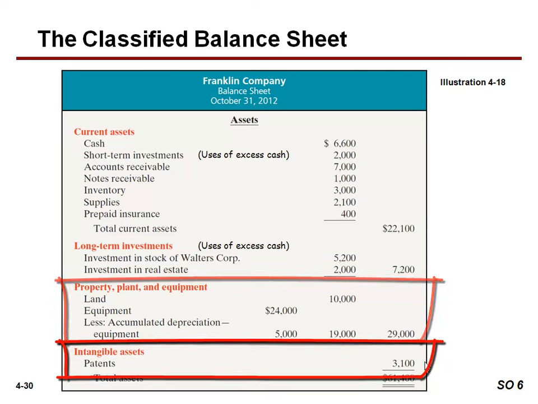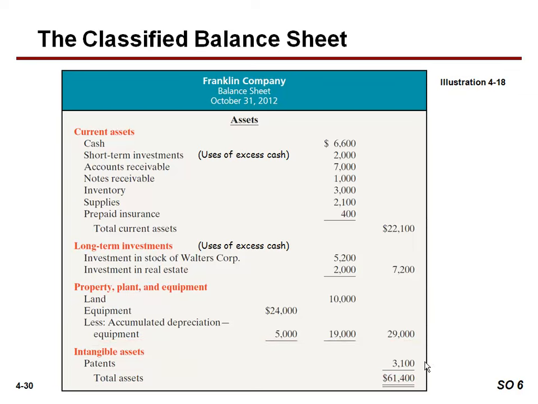We'll be going through these definitions shortly, but I want you to see the effect of a classified balance sheet. Assets that have subtotals and not just a listing of all assets into one grand total of 61.4, but a subtotal of current assets, 22.1, long-term investments, 7,200, property, plant, and equipment, $29,000, and intangible assets of $3,100, totaling our total assets of 61.4.